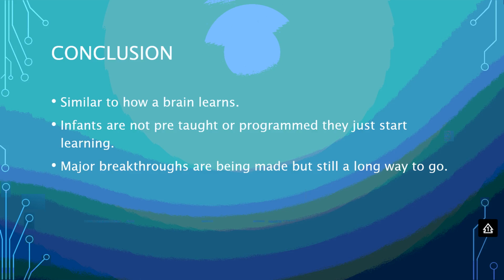So in conclusion, deep neural networks act similar to how human brains do, but it's not really an exact one-to-one. If you look at how infants are, they're not pre-taught or programmed, they just start learning. With a machine, you have to teach it and train it to get the type of gains that you want to get out of it.